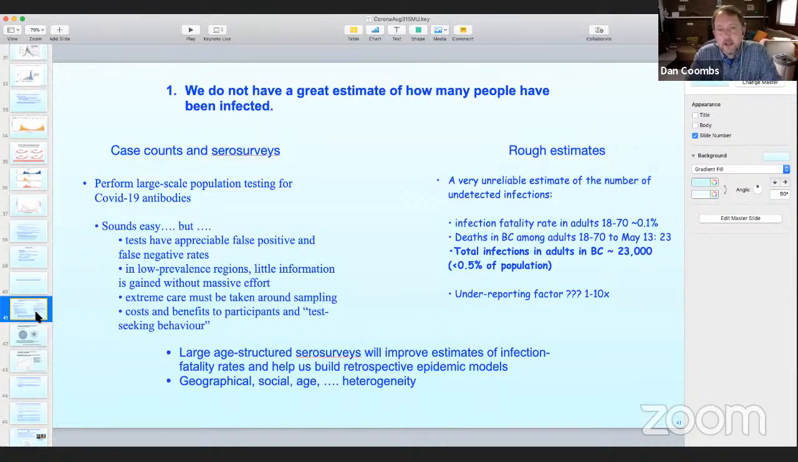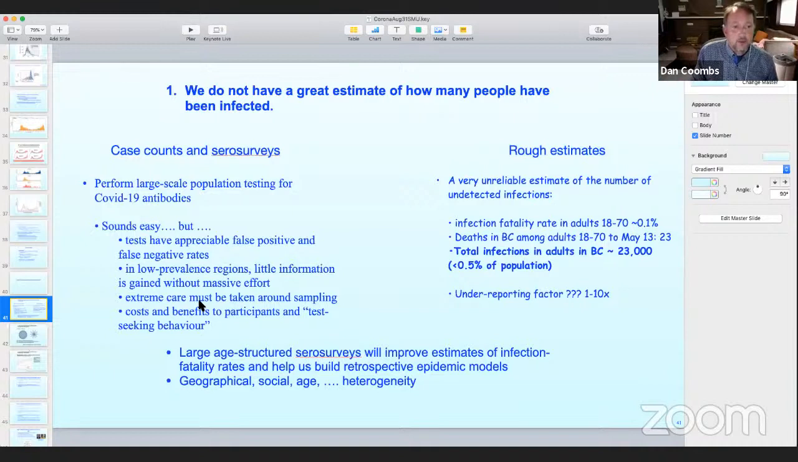And this sounds easy, except the tests have appreciable false positive and negative rates. In British Columbia, where we haven't had a very big epidemic, we've only had 200 deaths, to give you a sense of the scale. They put quite a bit of effort into serosurveys for antibodies, and they really haven't managed to get above the noise in the test. So you have to be careful about the statistics. In fact, one of the pieces of data I've seen, purely from that data, they can't exclude zero cases in their survey.